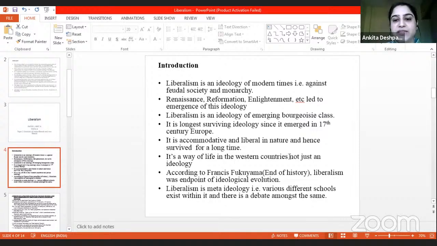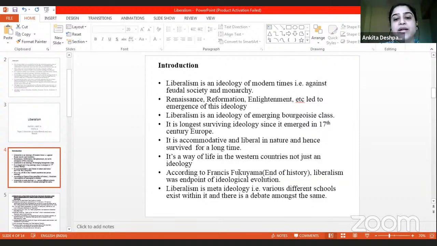It is a way of life in Western countries, not just an ideology. All of us have generally heard about the Cold War. We spoke about the world being divided into two groups: capitalist countries under the US and communist countries under the Soviet Union. The capitalist countries are considered liberal democratic countries. So basically it is a way of life in Western countries. Remember this: in the Cold War, the capitalist bloc, Western Europe and the United States of America, are generally considered capitalist countries. Capitalism is nothing but a format of liberalism.